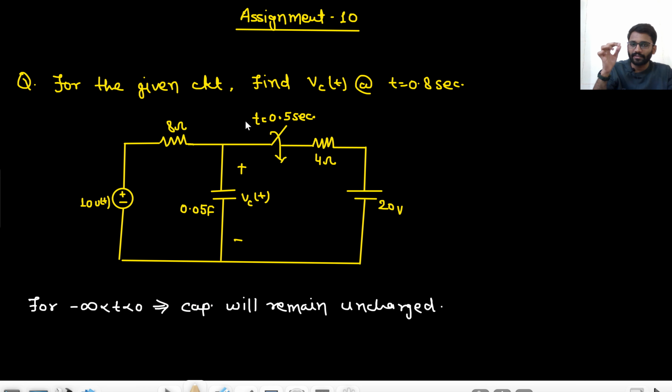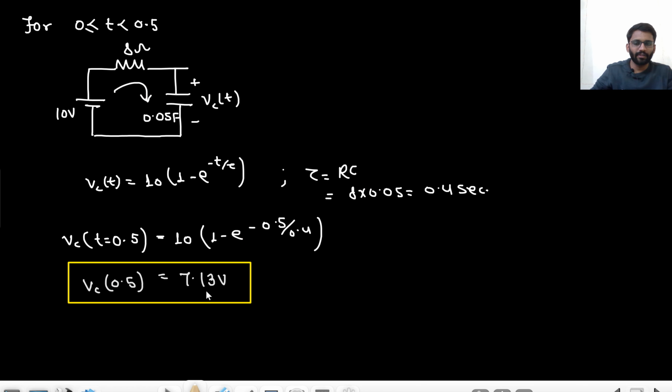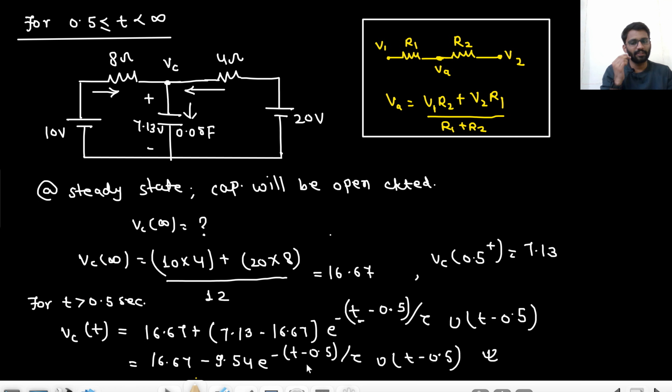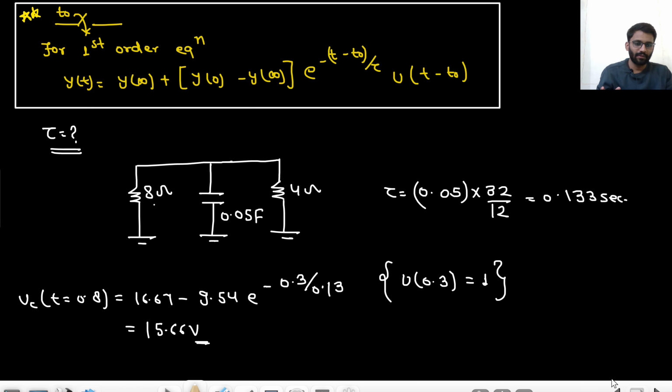So here 0.5 second is gone previously. Like when 7.13 is there, at that time 0.5 second has gone. So now only 0.3 second is left. So I will write 16.67 minus 9.54 e to the power minus 0.3 by tau, and the tau value is 0.133. So from there I will get the value. Did you get this point?